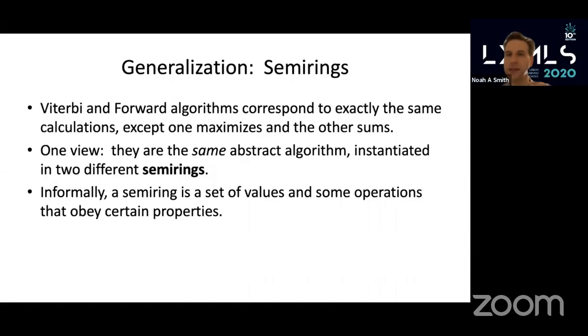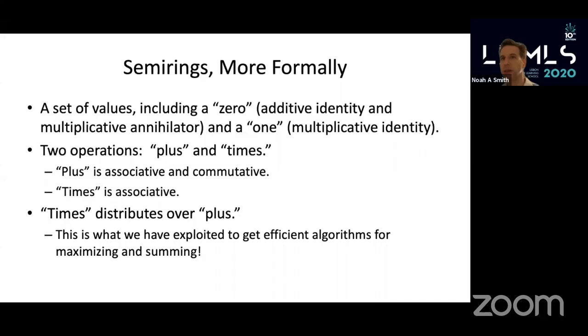So a semi-ring comes from abstract algebra. It's a set of values and some operations that obey certain properties. And I'll try to explain briefly what they are and how they map onto the two things we've seen, and then we'll talk about some other cases that are kind of interesting. So the set of values in a semi-ring has to include two special values called a 0 and a 1. The 0 is an additive identity, meaning you can add it to anything without changing the thing. And a multiplicative annihilator, which means if you multiply anything by the 0, you get 0.